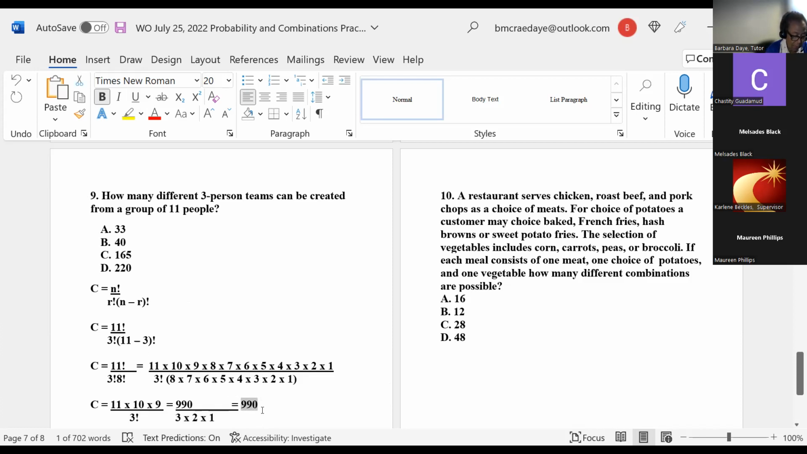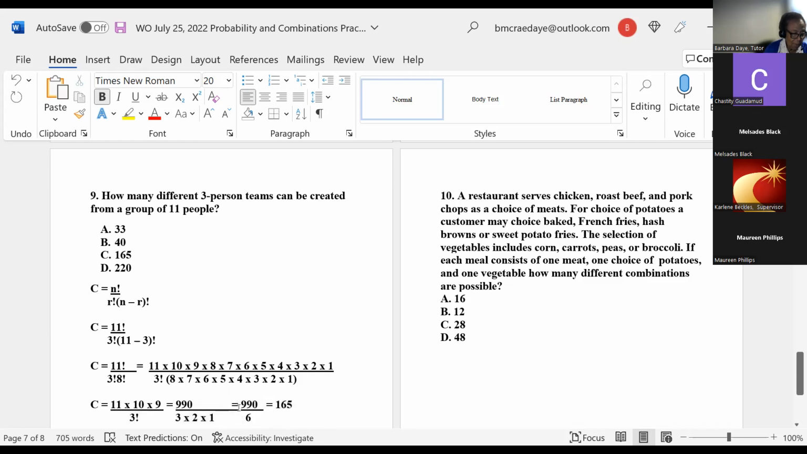Oh boy. Okay. And then put the 6 here. And you get the answer 165. And that's answer C. Got it?